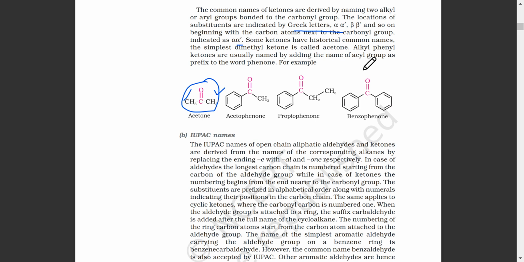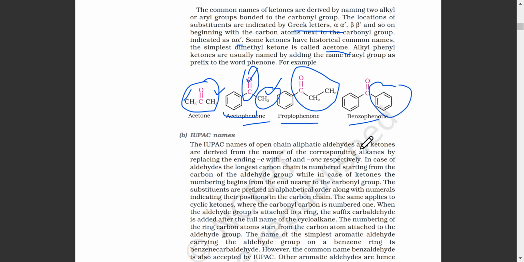Some ketones have historical common names. The simplest, dimethyl ketone, is acetone. So this is something very historic. Alkyl phenyl ketones are usually named by adding the name of the acyl group as a prefix to the word phenone. So if you have एक तरफ से आपका phenone group होगा, दूसरी तरफ से आपका alkyl group होगा, बीच में फंसा हुआ हमारा ketone है. Like always, it's not terminal in nature. This is our carbonyl group in case of a ketone. So we will take phenone बीच में and we'll have acetophenone, based upon कौन सा alkyl group हमारे यहाँ पे attached है. Similarly, यहाँ पे you'll have a propane group, then you'll have propiophenone. Similarly, यहाँ पे benzene ही पूरा attached है, so you'll have benzophenone.